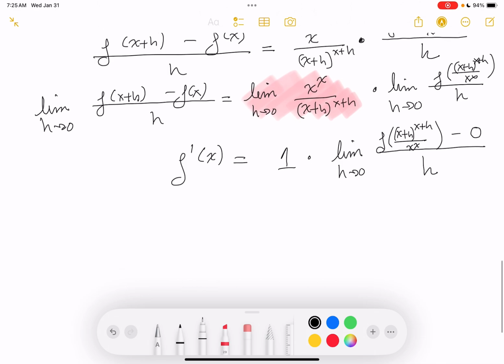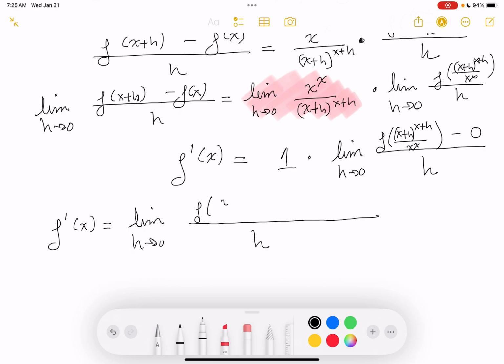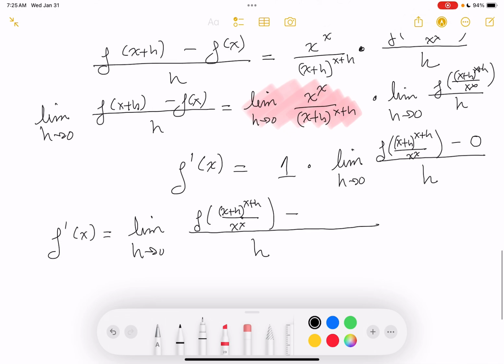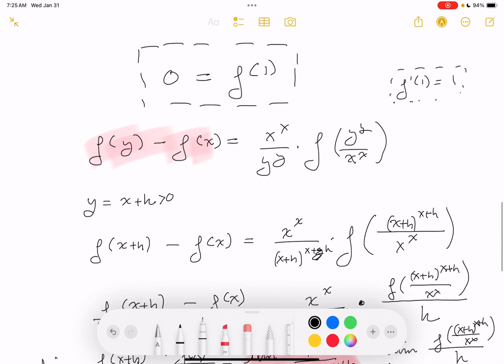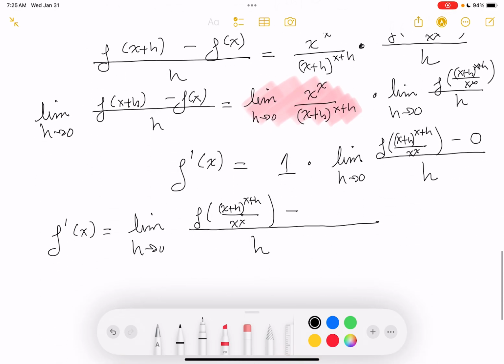Now, here comes my problem, by the way. I'm going to keep writing this over again until I see something. This is the limit as h goes to 0. Put an h here. I'll write down f, and this is going to be x plus h to the x plus h over x to the x, minus f of 1. It's the same thing as 0, by the way.